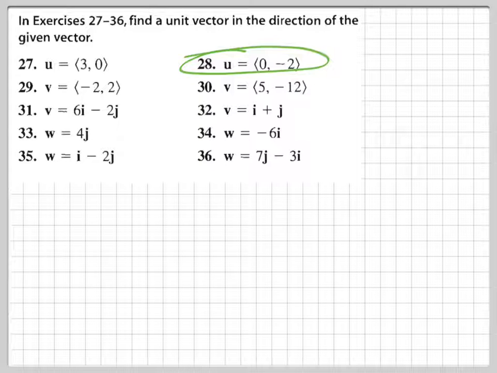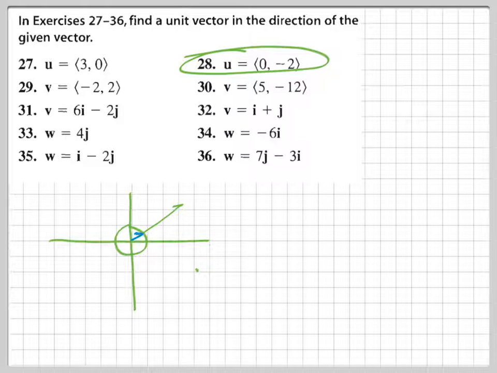Finding a unit vector pointed in the same direction of the given vector. When you want to do this, think for a second. If we have a vector, let's say this one right here, pointing in that direction, and then we have a unit circle. Remember, a unit circle crosses at positive 1, negative 1, right? And we just want this vector right here.